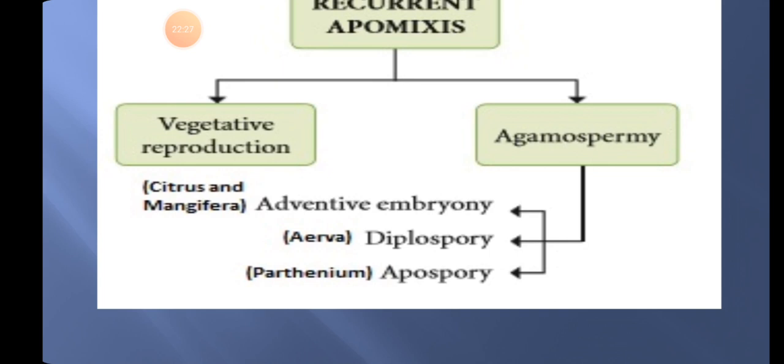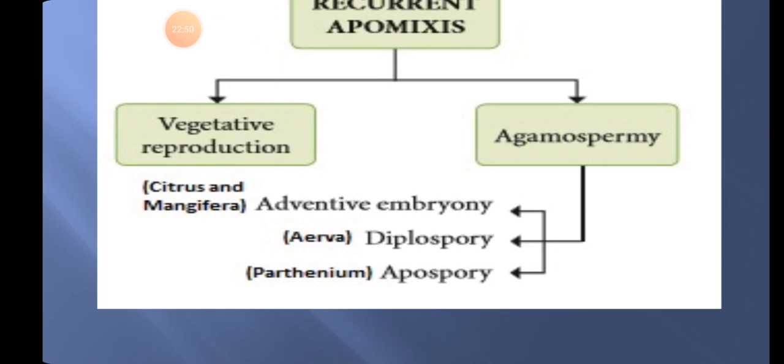Adventitious embryony: we all know the ovule, and outside of the embryo sac some nucellar tissue is present. The nucellar tissue is 2n, sporophytic cells. So from the nucellar tissue the embryo is formed, that is adventitious embryony.